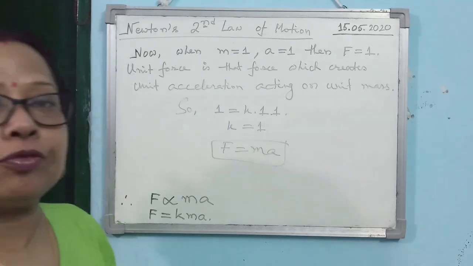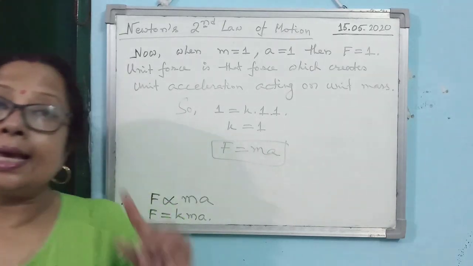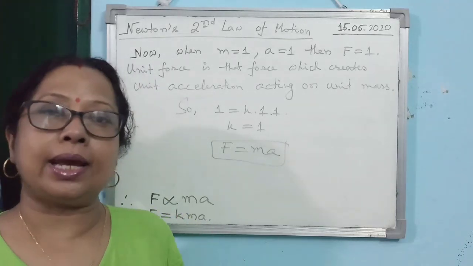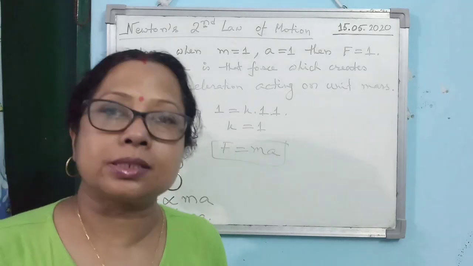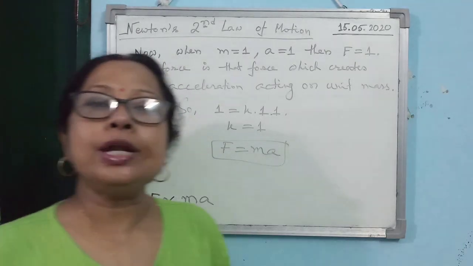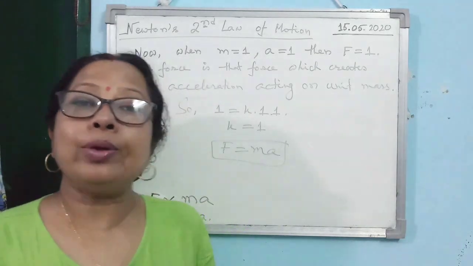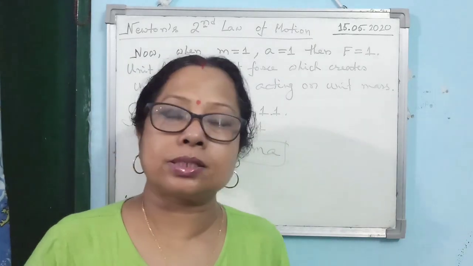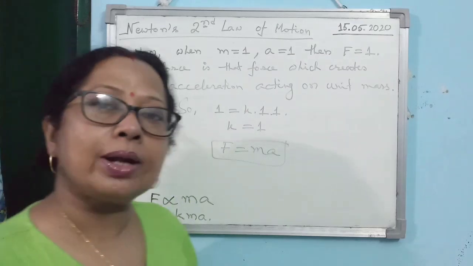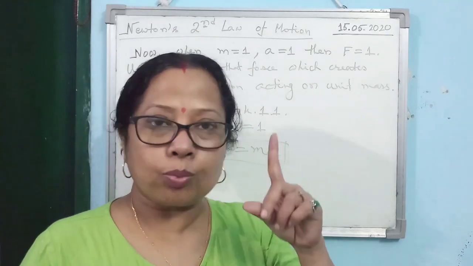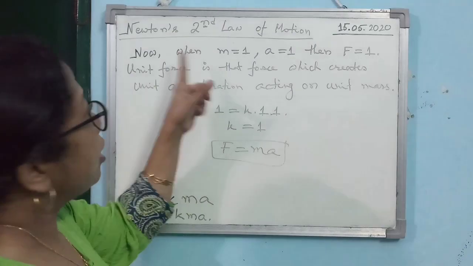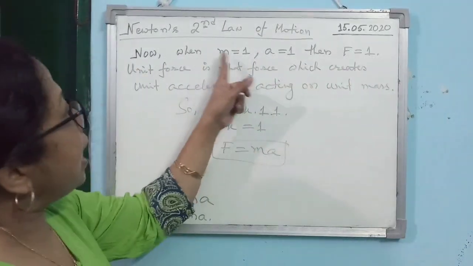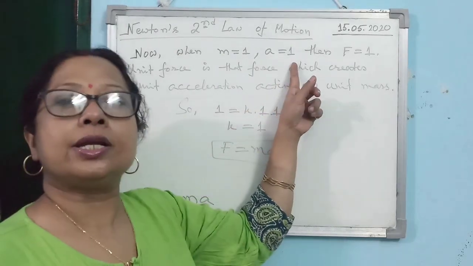So, what is unit force? Unit force is that force which creates unit acceleration acting on unit mass. I repeat: unit force is that force which creates unit acceleration acting on unit mass. Let us try to understand the meaning. Unit means 1. So unit force means force is equal to 1. When is force equal to 1? When mass is 1 and acceleration is 1.